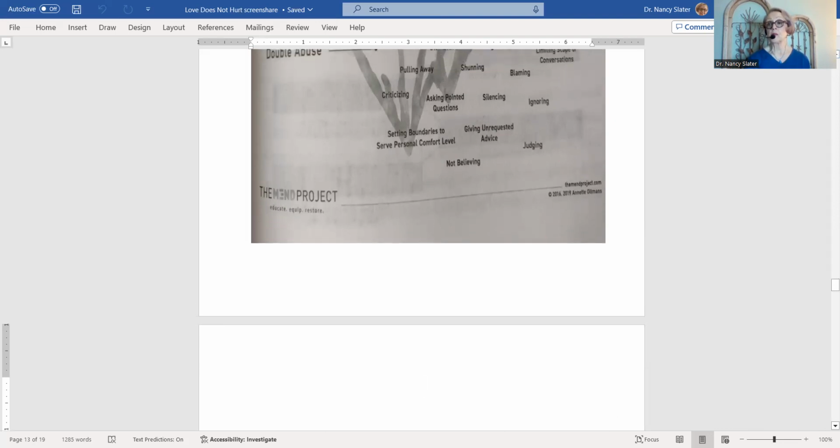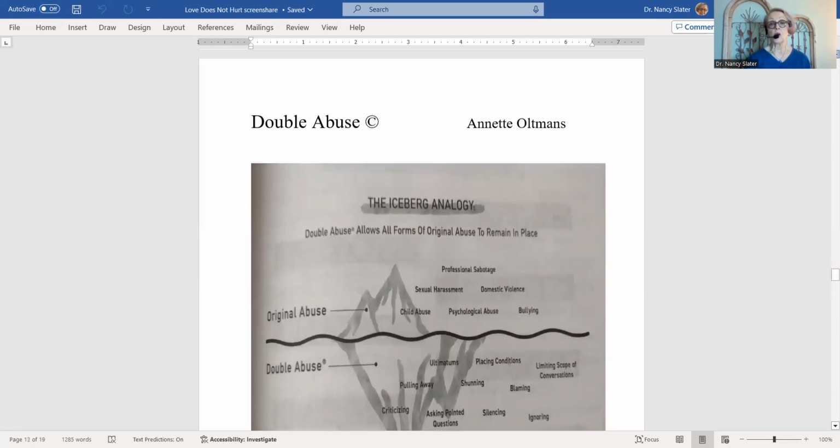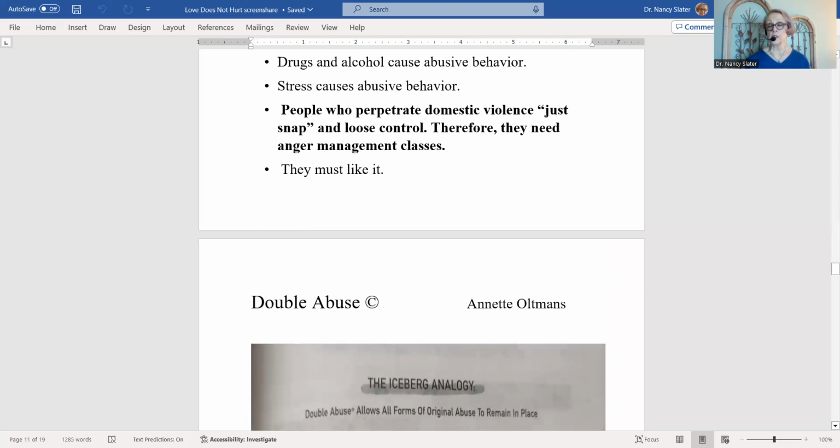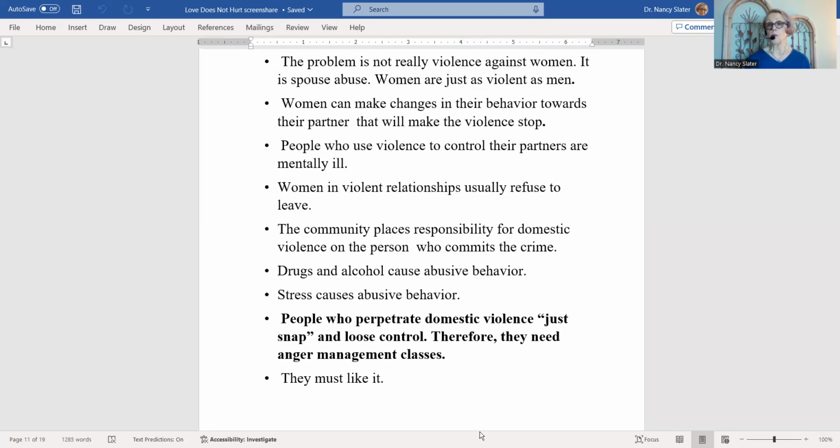And finally, I'll go back up here. People who perpetrate domestic violence just snap and lose control. Therefore, they need anger management. We know that anger management classes and treatment do not work. It's not the reason for power and control. They can control their anger perfectly. A perpetrator manipulates, and a perpetrator can control his or her anger in public because they are out there being a chameleon and doing what is expected of them. They need behavior retraining. They need to learn how to control their emotions, and they need attitude adjustments. It's not just anger management.